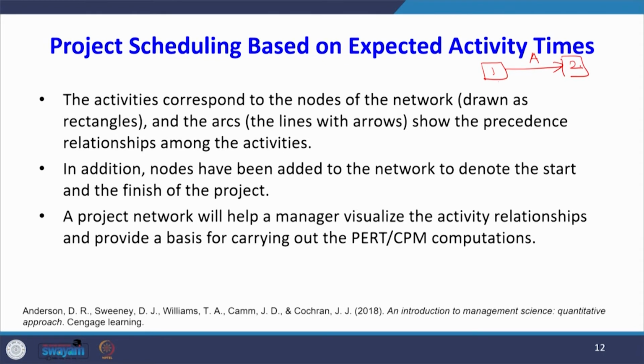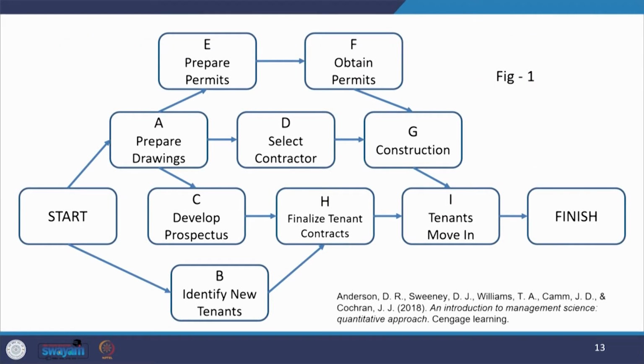A project network will help the manager visualize the activity relationships and provide the basis for carrying out PERT/CPM computations. So, all the activities can be represented pictorially considering various precedence constraints. That picture is nothing but your project network. Look at this, this is the project network. There is a start, then activities A, B, C, D, E, F, G, H, I, and at the end there is a finish.